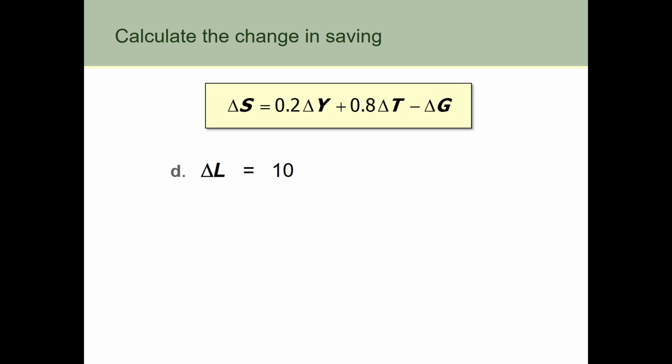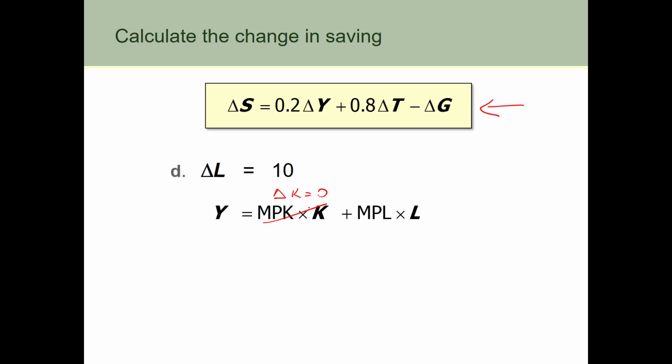In part D we have a change in the supply of labour of plus 10. Well, we don't have labour in our delta S formula here. We do know, however, that output is equal to the marginal product of capital times the quantity of capital plus the marginal product of labour times the quantity of labour. That being the case, if we have a change in labour, delta L, but no change in capital, delta K is equal to 0, so that goes.